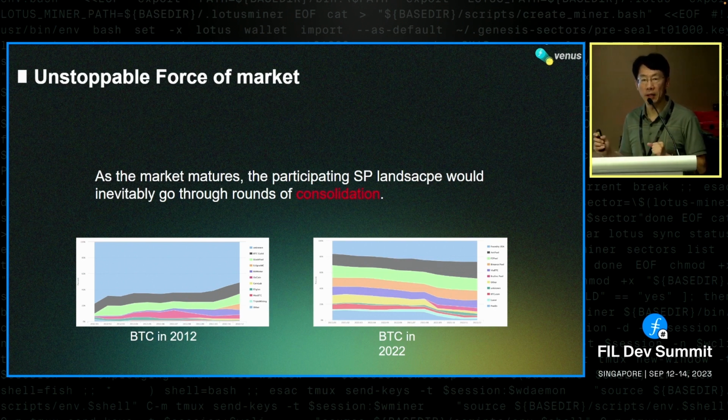For Velas, we did some analysis of the mining pools and the miners from BTC. If you look at the BTC miner trend, in the initial stage there are many individual miners, but as the market matures, miners will be consolidated. There will be more professional miners, right? So that is the trend.